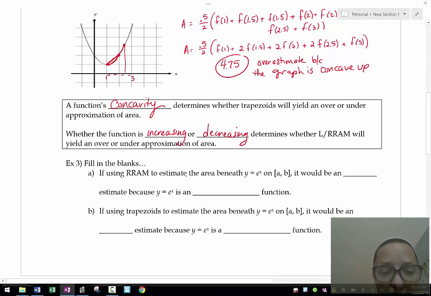So if RRAM is used to estimate the area beneath y equals e to the x on a to b, so let's kind of sketch it here.